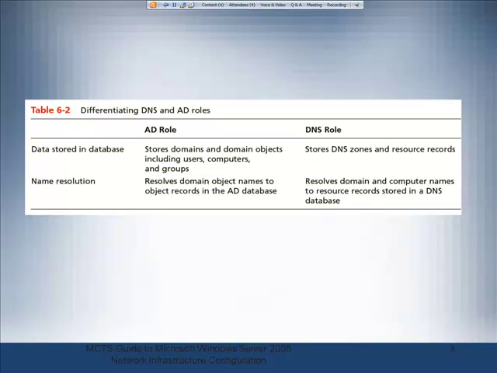So, data stored in a database: the DNS role stores the DNS zones and the resource records, while the AD role stores the domain objects, including the users, computers, and groups. Active Directory has its own database, which, by the way, is an LDAP database at its heart.